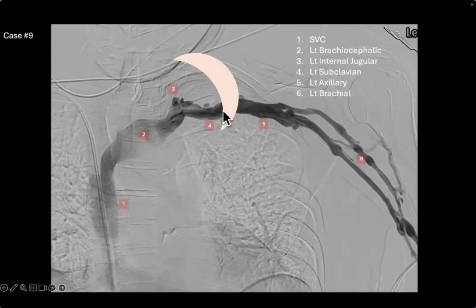Once we pass that first rib, just like on the arterial side, we're going to then become the axillary. And then the axillary vein gives rise to the paired deep brachial veins here, and that's number 6. These are our brachial veins extending down the arm. So this is a normal upper extremity venogram.